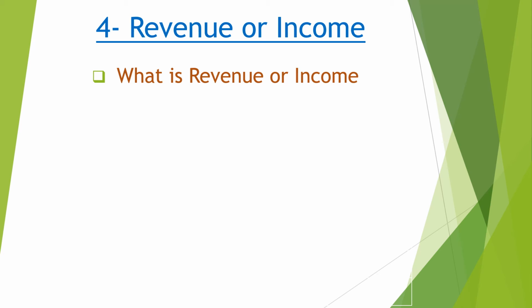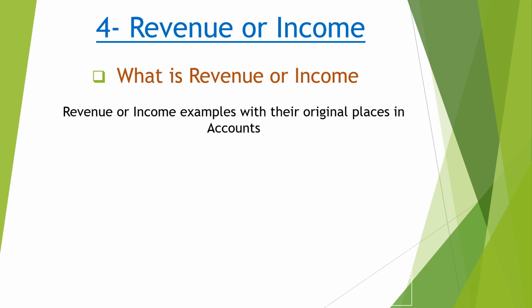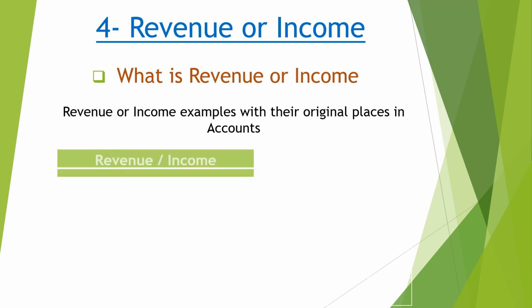revenues. When there is an increase in revenue or income, it will be credited, and when there is a decrease, it will be debited. Now let's see the example with their original places in accounts.